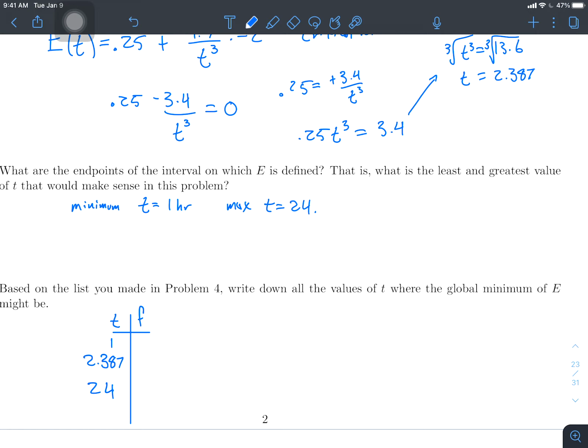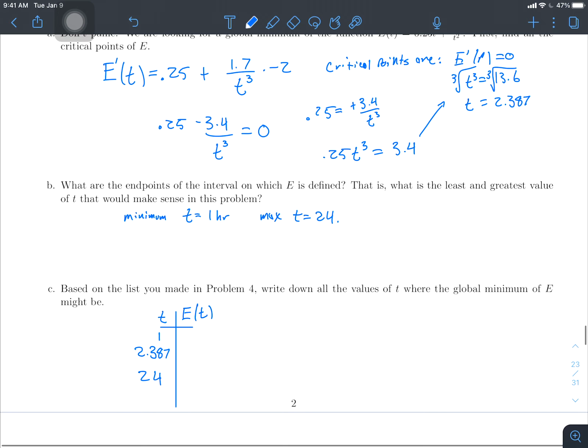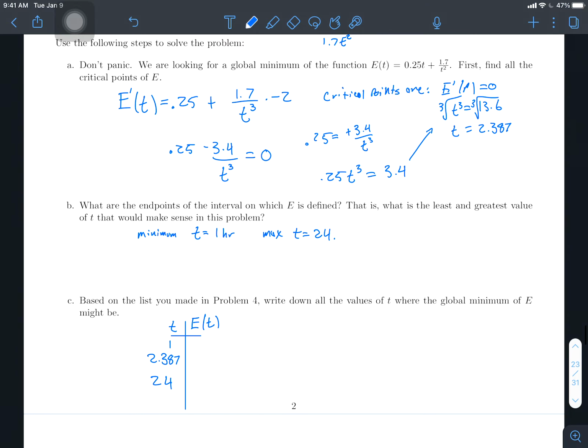So I just check, what do I get when I plug those numbers into e of t? Well, if I plug in 1, I get 0.25 plus 1.7, which would be 1.95.